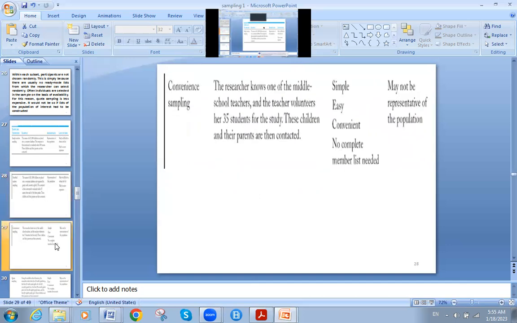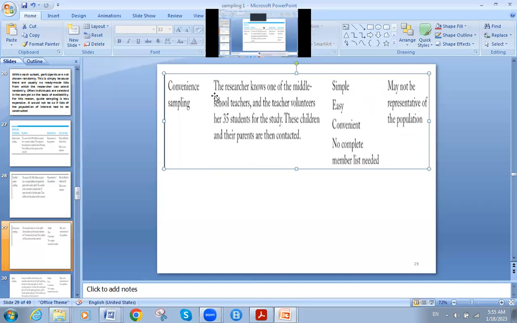Okay. The third type of sampling is convenience sampling. Here, the researcher knows one of the middle school teachers, for example, and the teacher volunteers her 35 students for the study. The children and their parents are then contacted. It's very easy because here you don't do a random process or probability process.